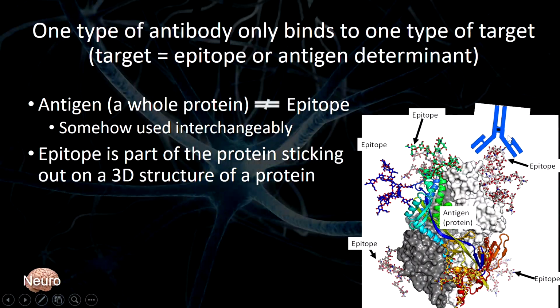So if this is an antibody, this antibody will bind to this epitope. And epitope and antigen are really not the same thing. Somehow they get used interchangeably, which is not right. Okay, here I said epitope is a part of the protein sticking out on the 3D structure of a protein. So there are so many epitopes and they're all different. Epitope is also called antigen determinant.